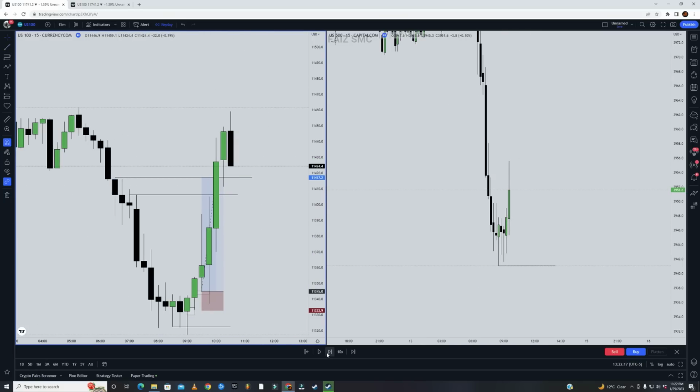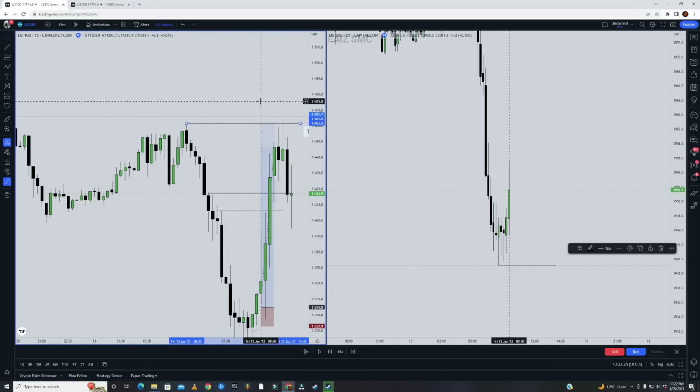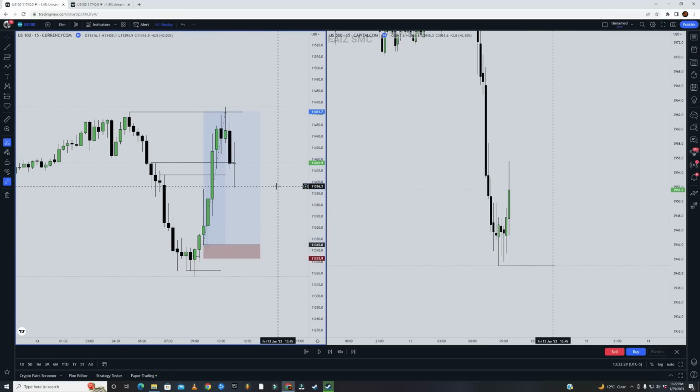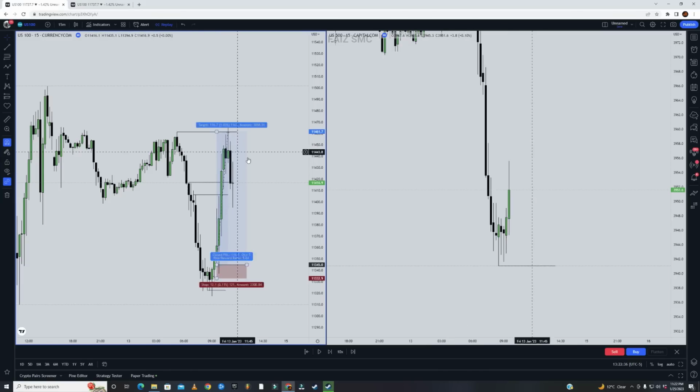So let's see where price goes. And it actually goes ahead and takes out this level right here. So you see how the algorithm works. The algorithm has objectives, guys. So now someone else could have targeted this level, okay? And they could have scored a 9.64 risk reward trade.